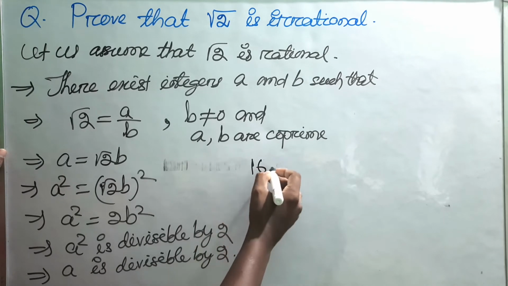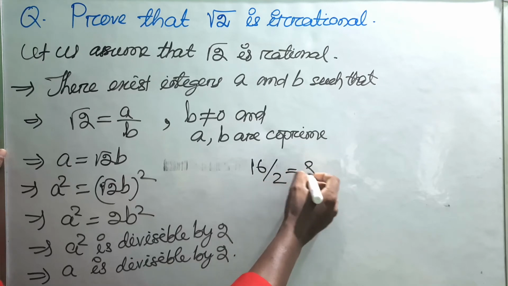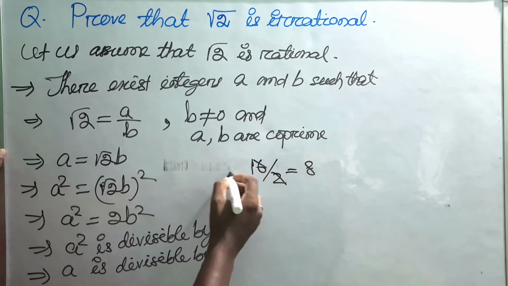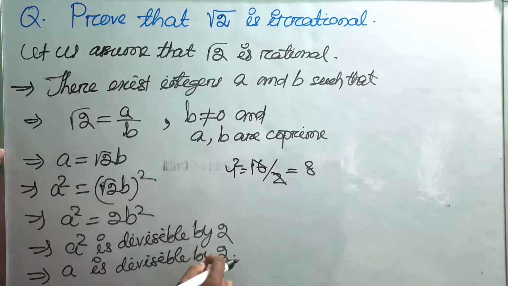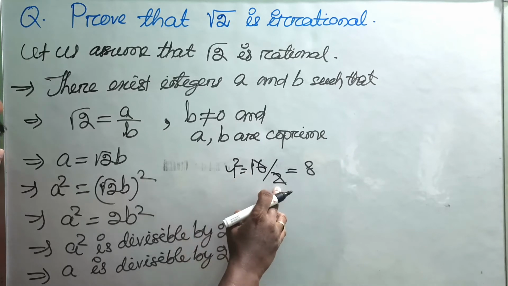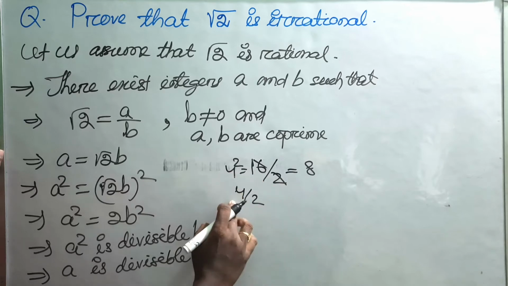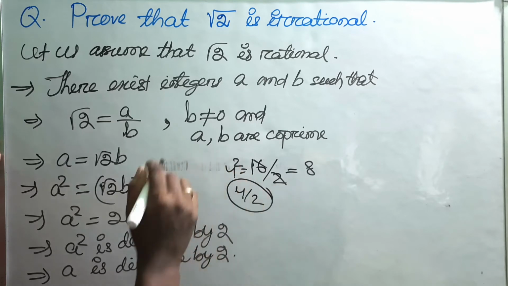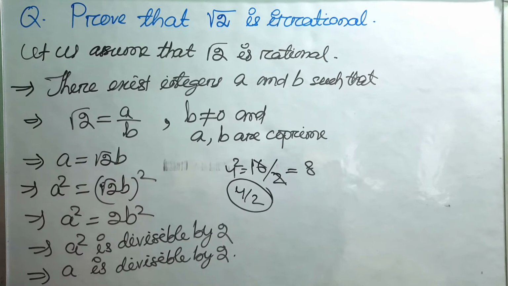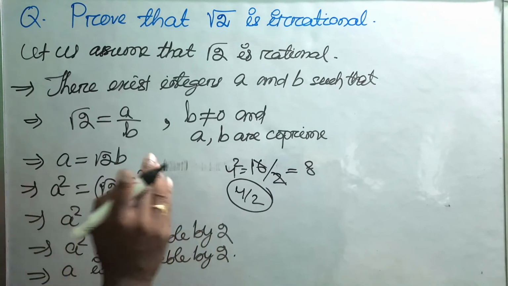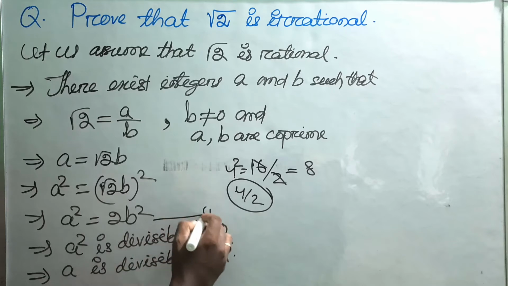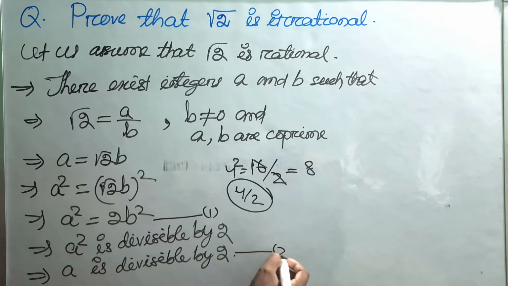16 is divisible by 2 because if you divide it by 2, you will get 8. Now 16 is 4 square, so that means 4 square is divisible by 2. Now 4 is also divisible by 2. If 4 square is divisible by 2, then obviously 4 is also divisible by 2. That is why we have written a square is divisible by 2 means a is also divisible by 2. Now give this one as equation 1 and this as equation 2.